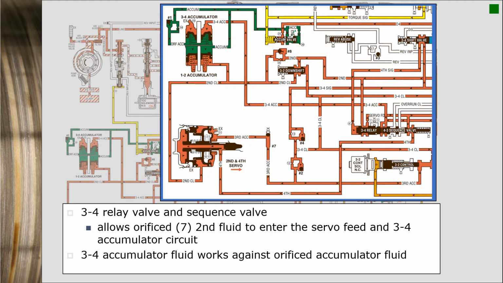While we're doing that, we're having to accumulate it. And obviously we saw the way they accumulated it. They're using this orifice number 7 as one method. But we also have the fluid coming in from this accumulator circuit, the 3/4 accumulator. As fluid pressure finds its way into the accumulator circuit, it's going to compress the 3/4 accumulator spring, and it's going to squeeze that fluid out right through the accumulator valve as it's stroking the accumulator piston, just like it did on the 1-2 accumulator.